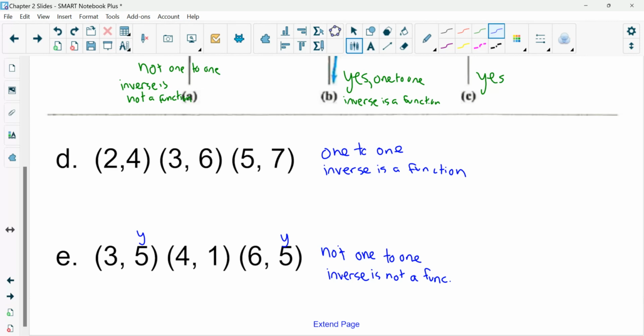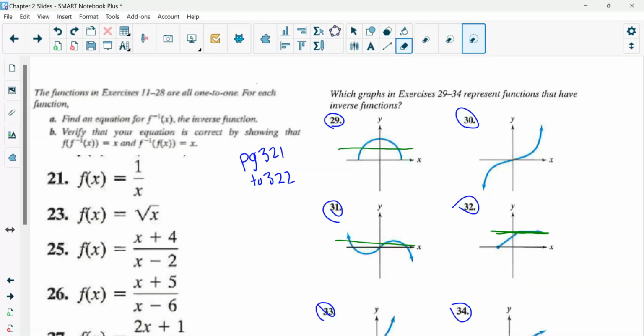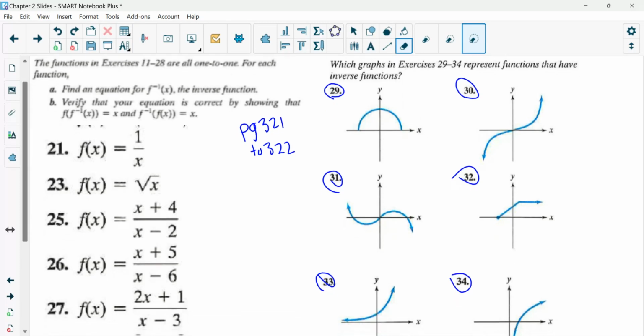All right, so those last problems on the homework, 29 to 34, that was talking about whether they were one-to-one or not. So I'll put those up on the board in a moment. And the question was asking, which graphs represent functions that have inverses? Inverse functions. So a way of saying this is, are they one-to-one? And if so, do those inverses have functions? So take a moment, talk with your group, and just say which ones are one-to-one, which ones have inverses that are functions.